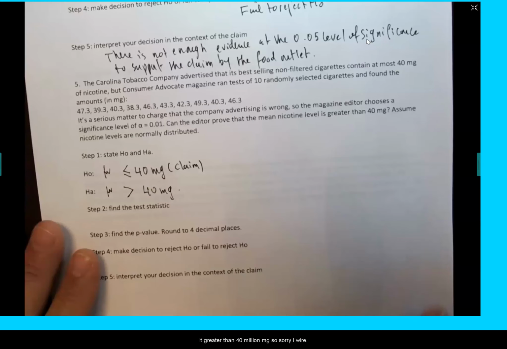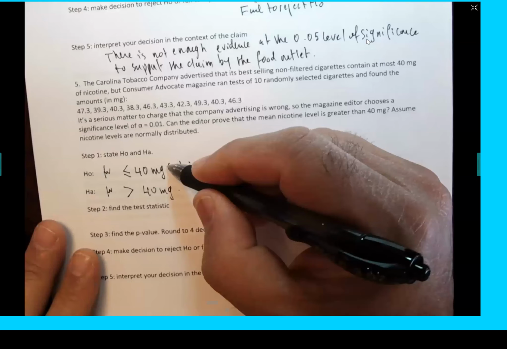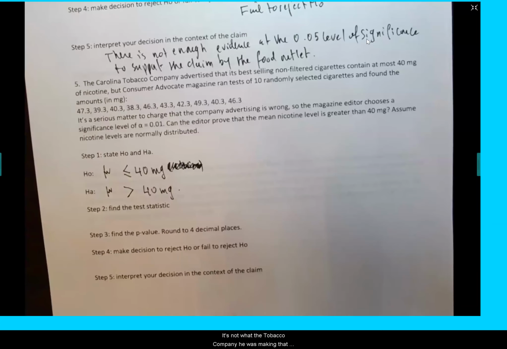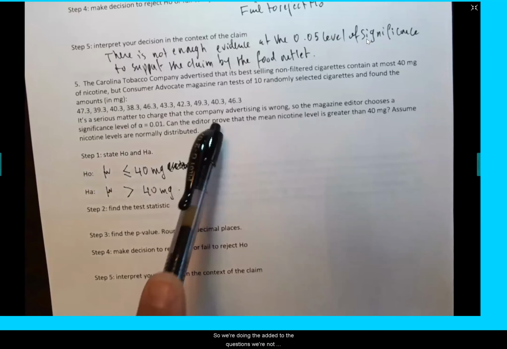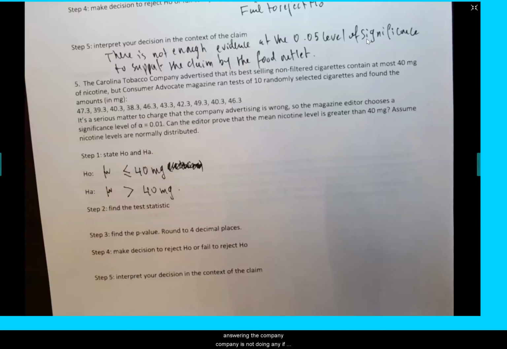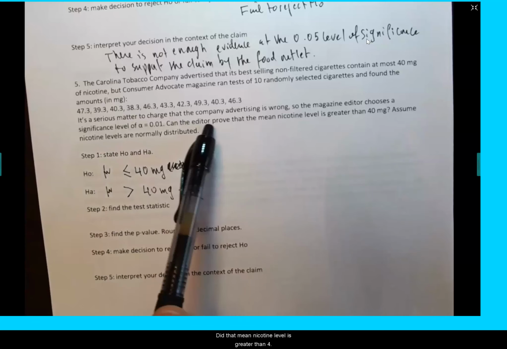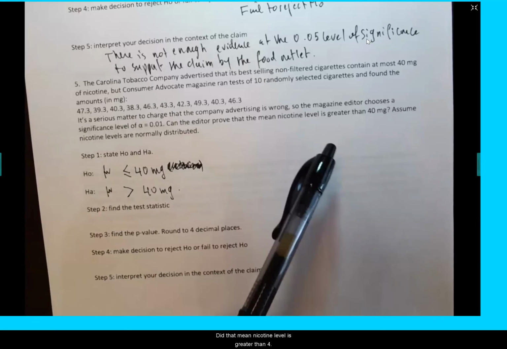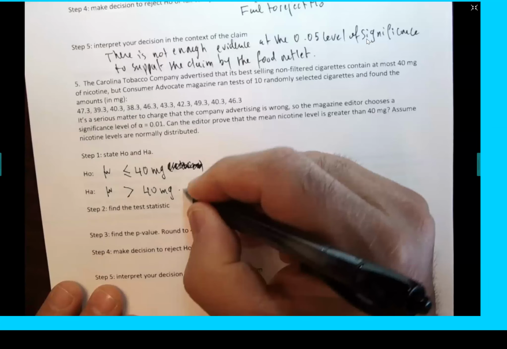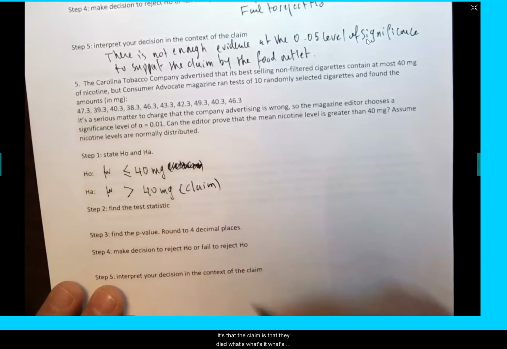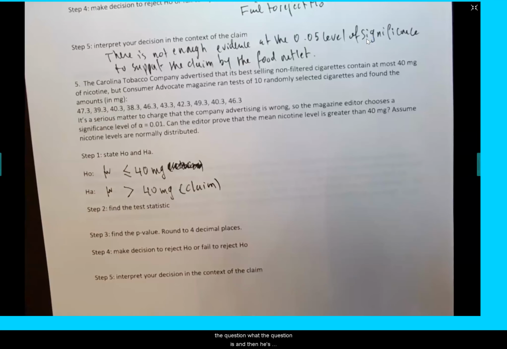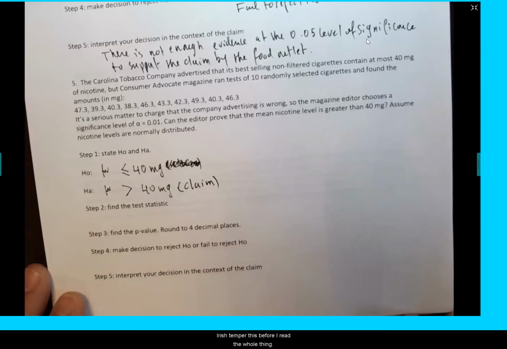So sorry, I rushed here. It's not the tobacco company who was making the claim, it's the editor who wants to check. So we're doing the editor's question. We're not answering for the company. The company advertised, but they didn't make a claim. Can the editor prove that the mean nicotine level is greater than 40 milligrams? So this is where our claim is. The question is asking us to prove that it is greater than 40 milligrams. I rushed and put this before I read the whole thing.